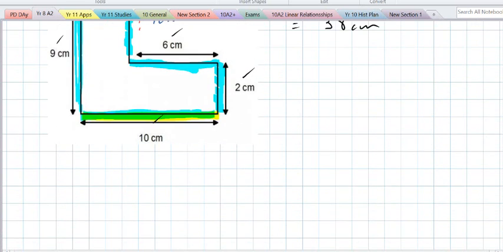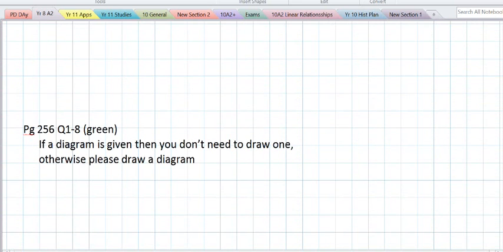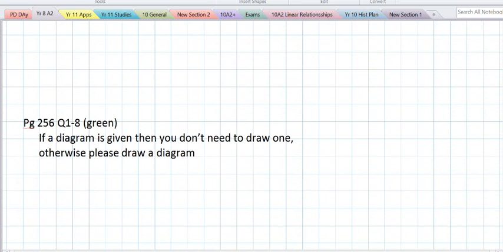Alright, so starting off nice and simply, what I'd like you to do is go to page 256 of your books and do questions 1 to 8, green. You can finish these for homework, please. Enjoy.